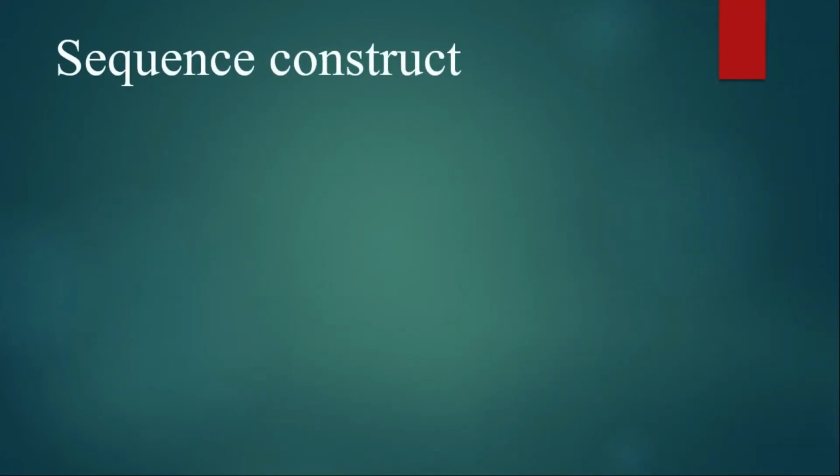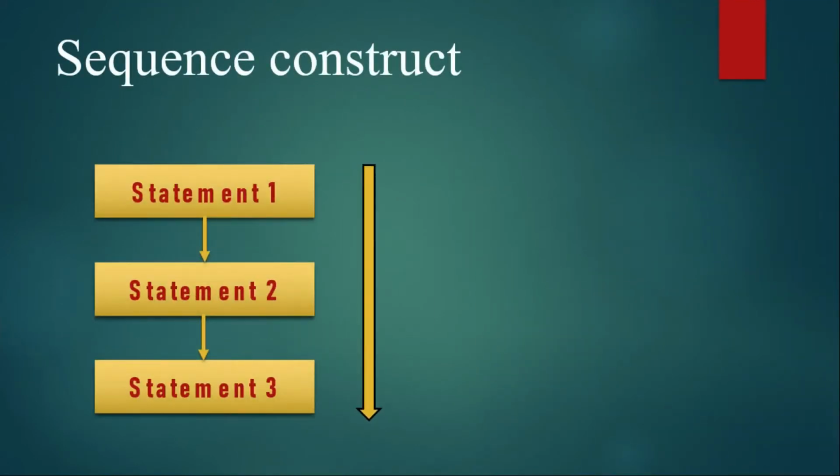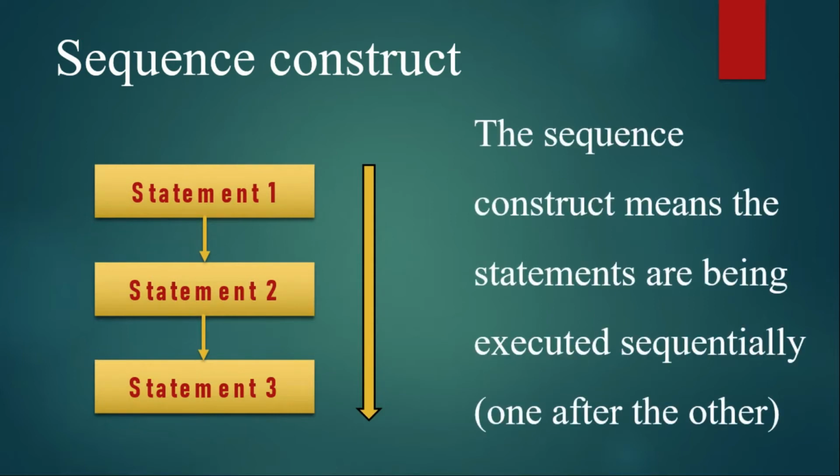The sequence construct means the statements are being executed sequentially, that is, one after the other. This represents the default flow of statements. In this type of program construct, execution begins with its first statement. Each statement is executed one by one. When the final statement is executed, the program is done. This is the simplest form of programming construct. Until now, we were using the sequence construct in writing our programs.